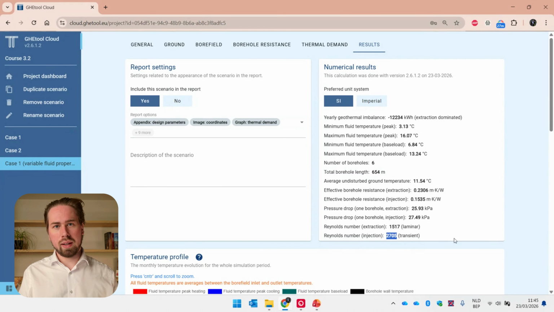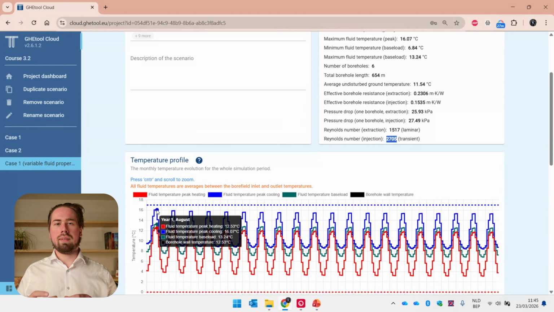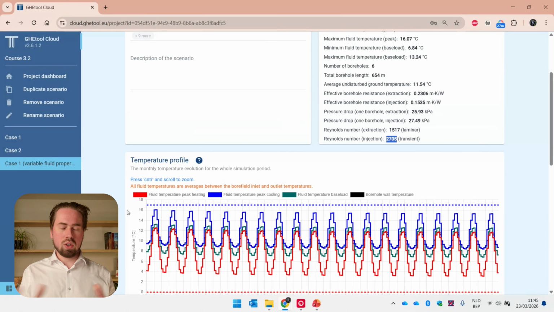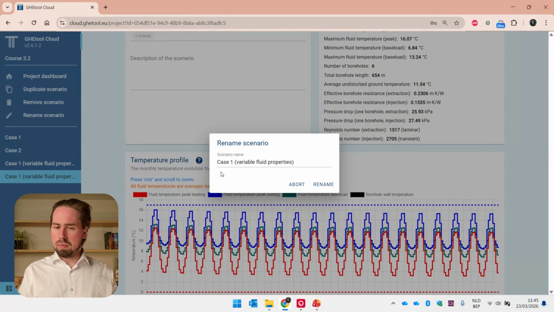And we are not anymore at 17, but the reality is that just by using a more accurate model that actually calculates the Reynolds number and the borehole resistance at every instant, we now have temperatures closer to 16 than to 17. So basically our borefield is oversized. We do not need 6 boreholes in order to cope with our limits. You can also see here that our effective borehole resistance is actually significantly lower than our 0.23 we had during extraction.